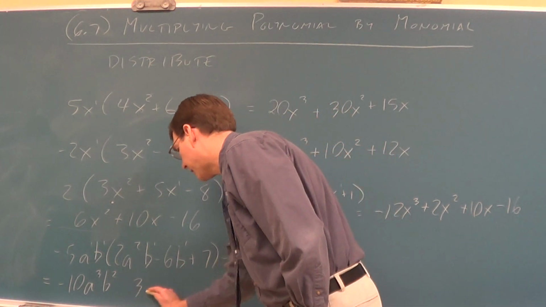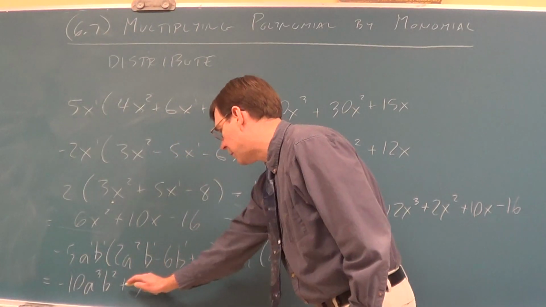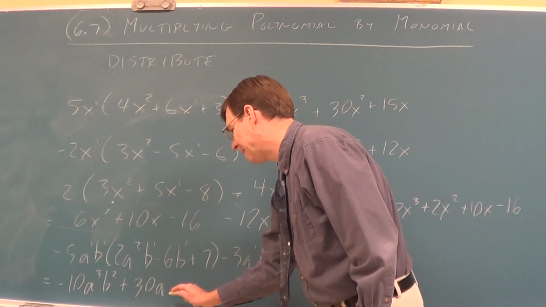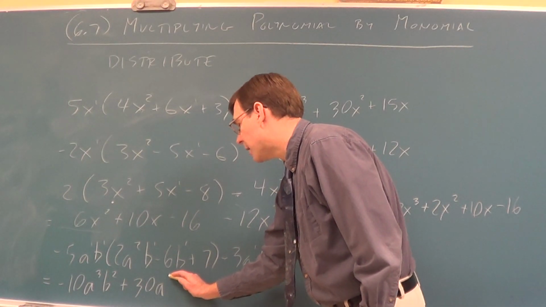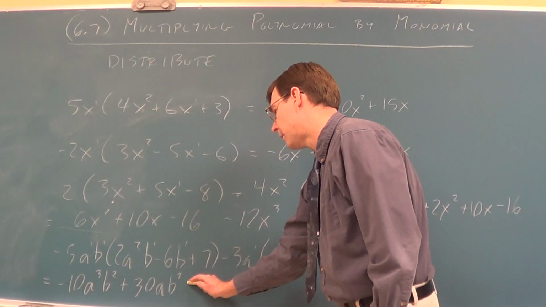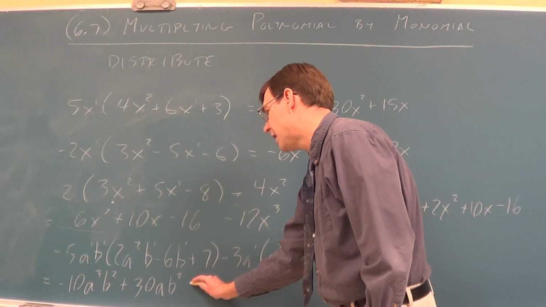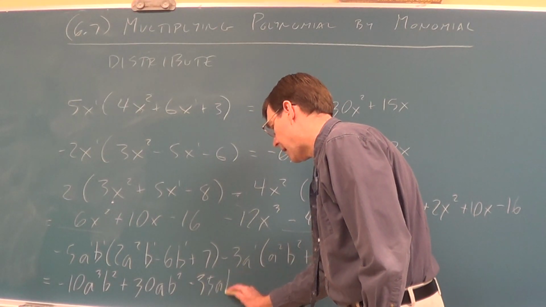30, positive or negative? Negative times negative is positive. A to the... just one. B to the second. 35, sign? Negative. Negative 35, A and B.